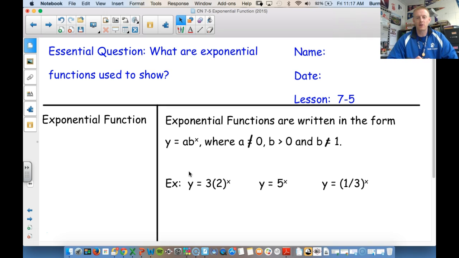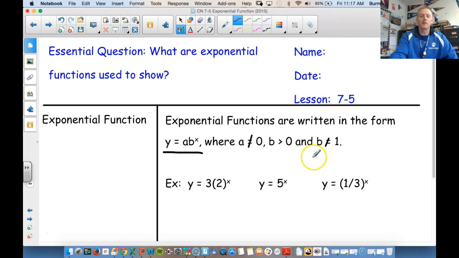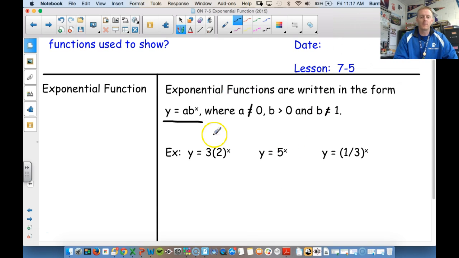Now, exponential functions are written in a very specific form. That very specific form is right here, where it's a times b to the x, where a cannot equal 0, and b is going to be a number that is greater than 0, but also not equal to 1. So examples of this form would be these three here, where I have 3 times 2 to the x power, y is equal to 5 to the x power, and y is equal to (1/3) to the x power. Again, all of the b's were greater than 0, and they were not equal to 1.